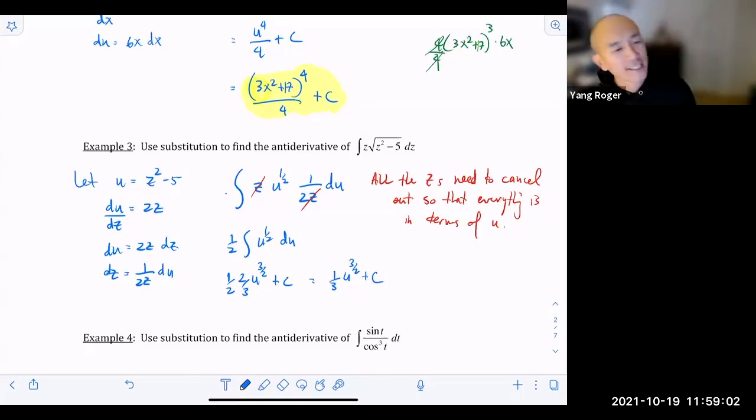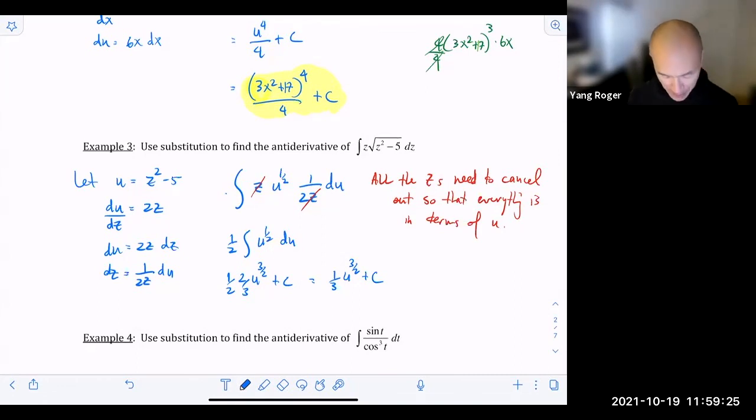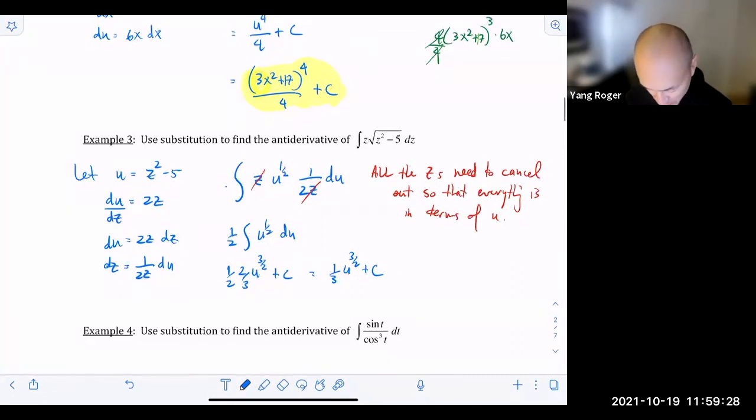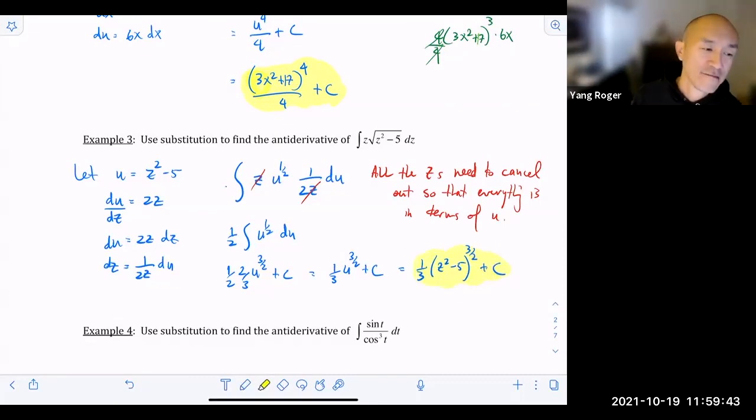Is this my final answer? What do you think? Are we done? Why not, Luciano? We have to substitute back to z, because the original question was in terms of z. So this is 1/3 times z squared minus 5 to the 3/2 plus c. This is our final answer. Good. Any questions?